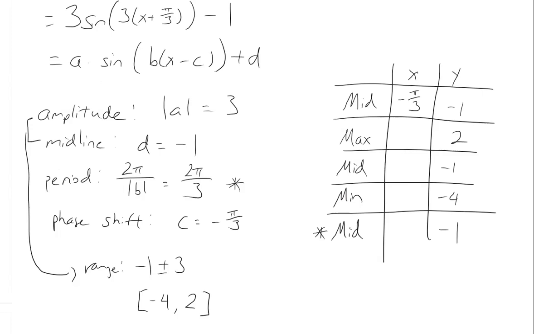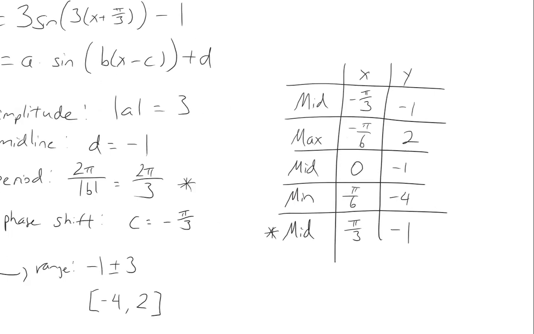So if we add 2 pi over 3 to minus pi over 3, we get positive pi over 3 at this point over here. What's smack dab in the middle between negative pi over 3 and pi over 3? 0. And what's in between 0 and pi over 3? That's pi over 6. And what's in between 0 and negative pi over 3? That's negative pi over 6. Look how easy that was.